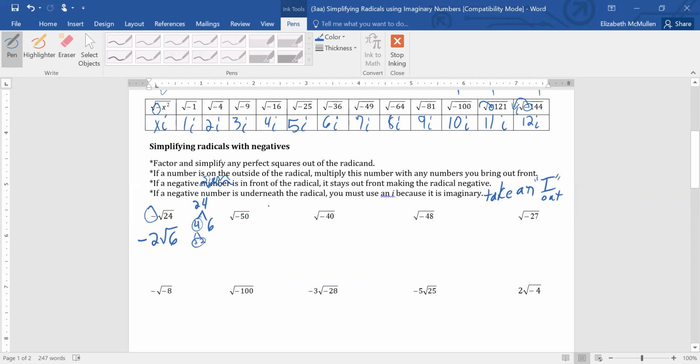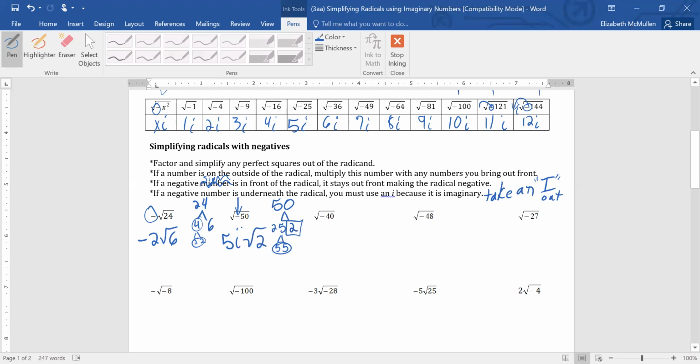All right, so same thing for -50. All right, so 50 does not have a square root. It's 25 times 2, and 25 is a perfect square, because we know it's 5 times 5. So we can take a 5 out. The 2 is by himself, he stays in. And then pay attention, negative sign under the radical, so we take an i out.